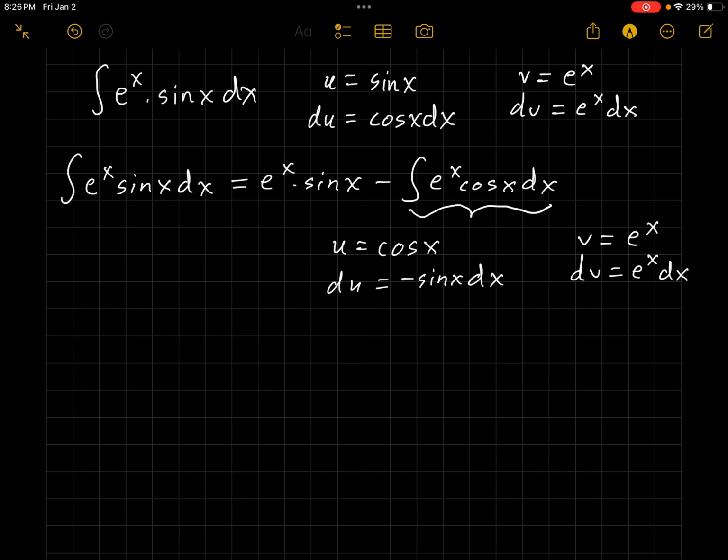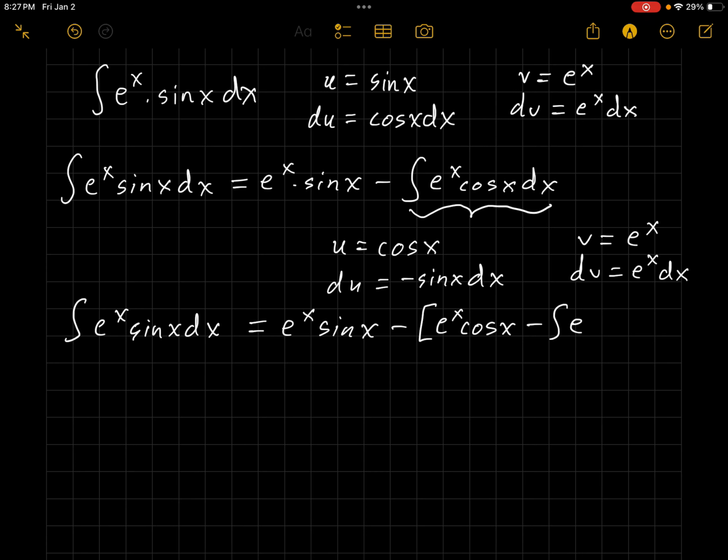And I will find these things and then plug in. Integral of e to the x times sine of x is my original e to the x sine of x minus, and now I have to do my new uv minus my new integral of v du.